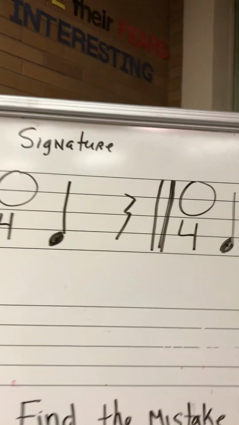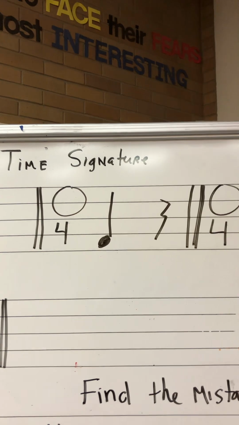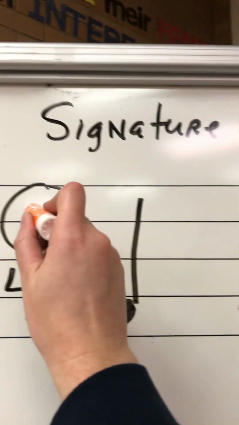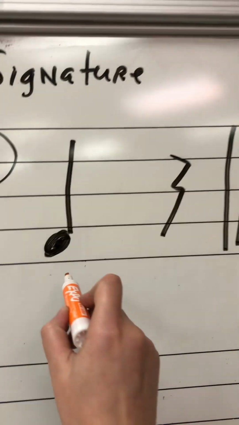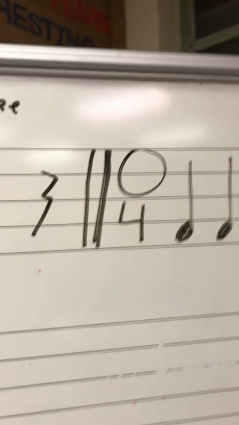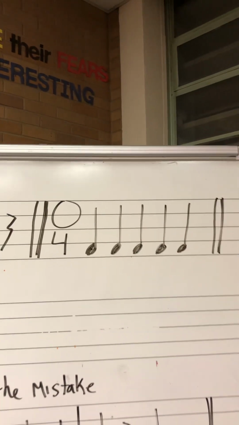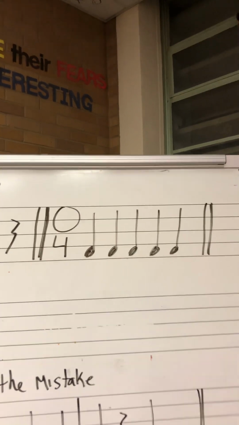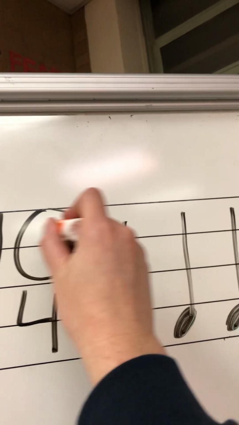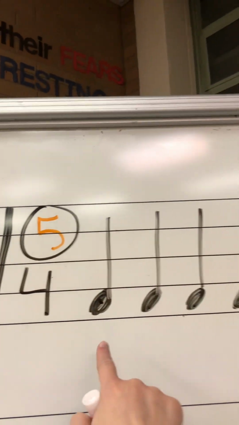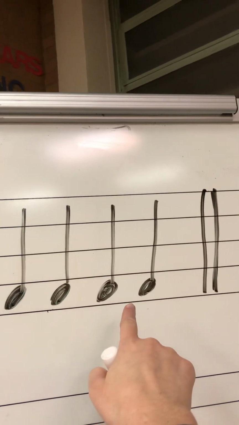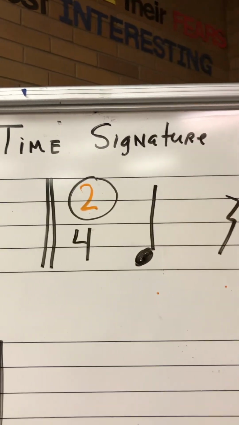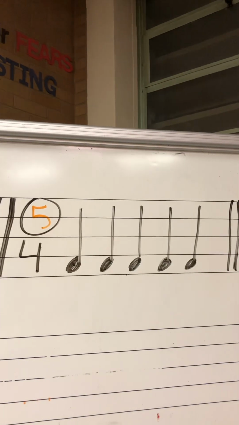Next one. How many beats do you think that next one is? Shout it out. If you said 2, you're correct because we have 1, 2. Next one. How many beats do you think it is? Shout it out. If you said 5, you're correct. This is 5, 4. So this is 1, 2, 3, 4, 5. So we have 3, 4 time signature, 2, 4 time signature, 5, 4 time signature.